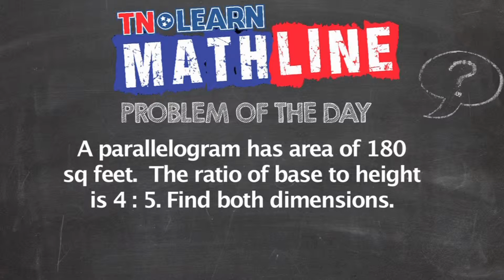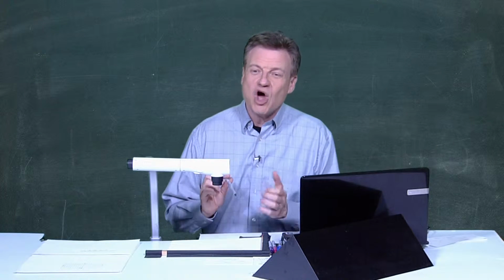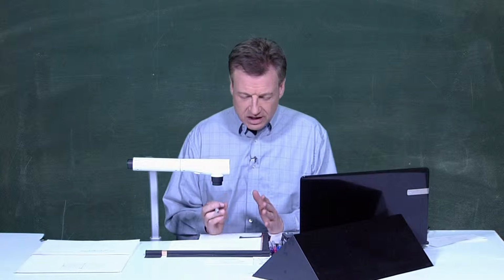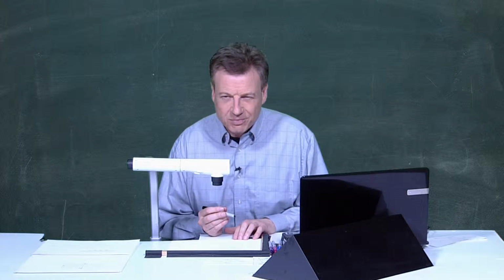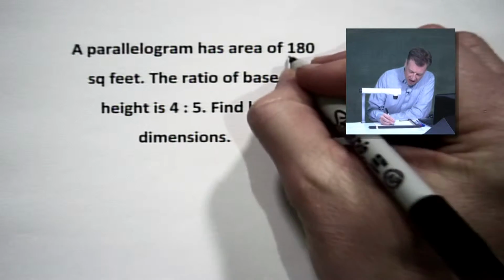All right, so it says a parallelogram has an area of 180 square feet. The ratio of base to height is 4:5. We're looking for two answers, both dimensions here, all right? So the question is, how do we go about getting that? Ratio is important. The fact we're talking about area is important. So let's take a look at this problem and see what's going on.